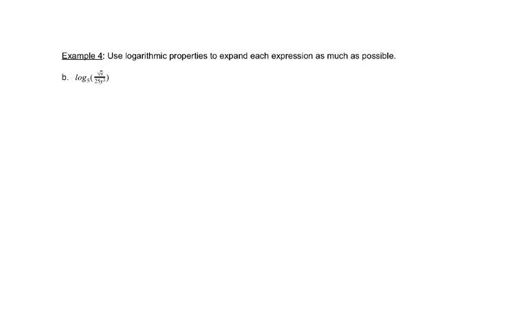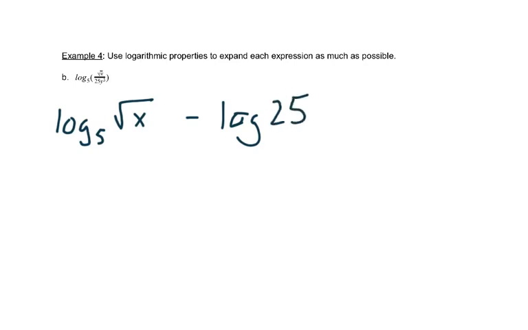So here's another one. This is division in the problem, so remember that means we want to subtract. So we have log base 5 of the square root of x minus log base 5 of 25. And there's really two things in that denominator. There's really a 25 and a y cubed, but they're both in the bottom. They're both being divided by. So that means we have to subtract both of them. So this one will be log base 5 of y to the third.